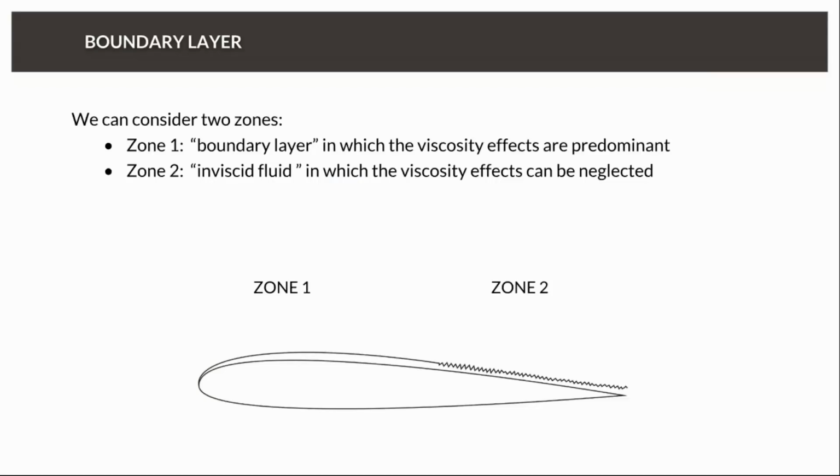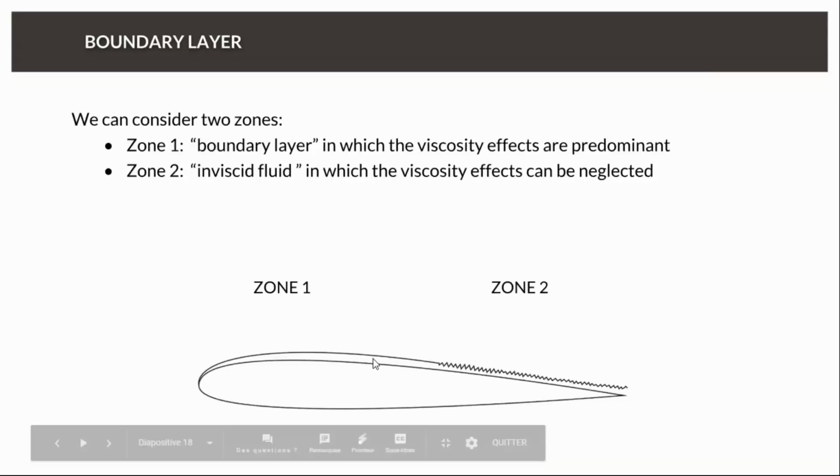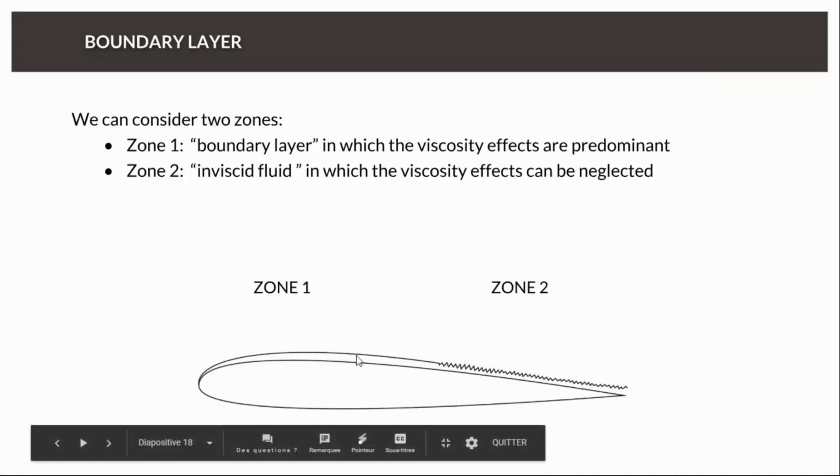So if we want to represent this with an example of a wing, we will have actually two areas. We have the area where the flow is influenced by the viscosity of the flow. So we have here represented the thin boundary layer between the wall of the body of this profile and the external flow. So inside we will have these gradients of speeds between the speed at the wall and the external speed. So in every point we will have a thin boundary layer.